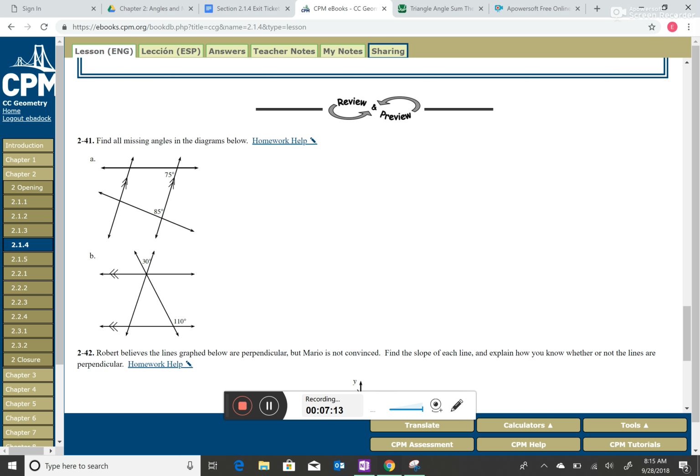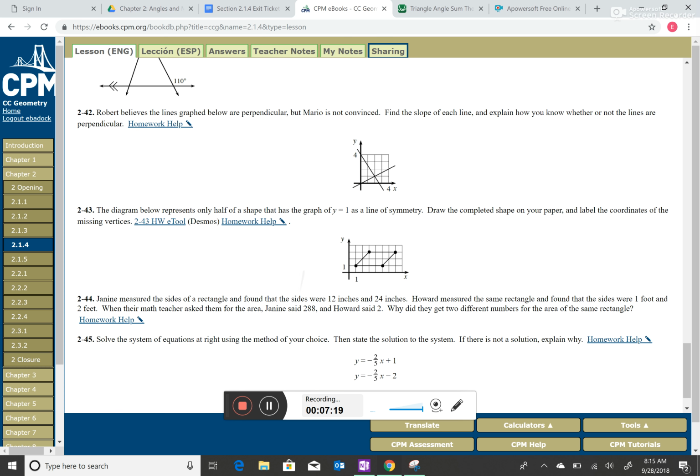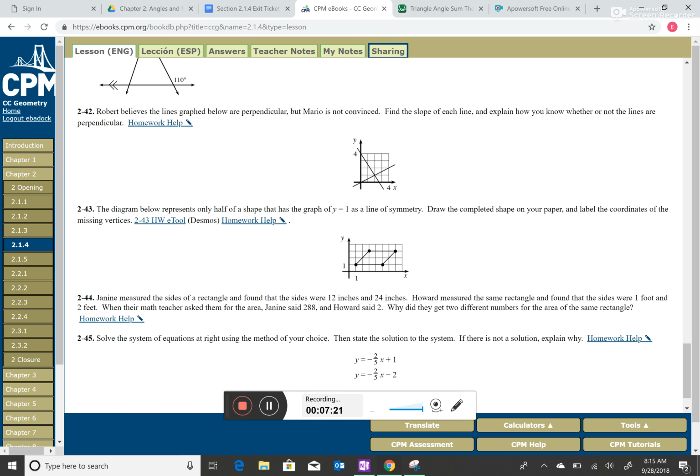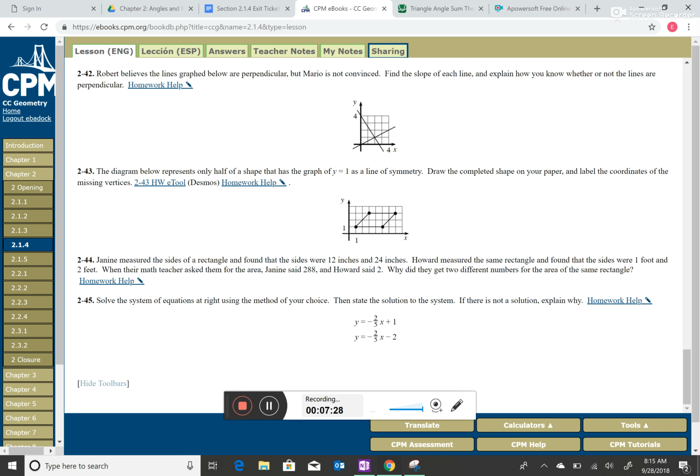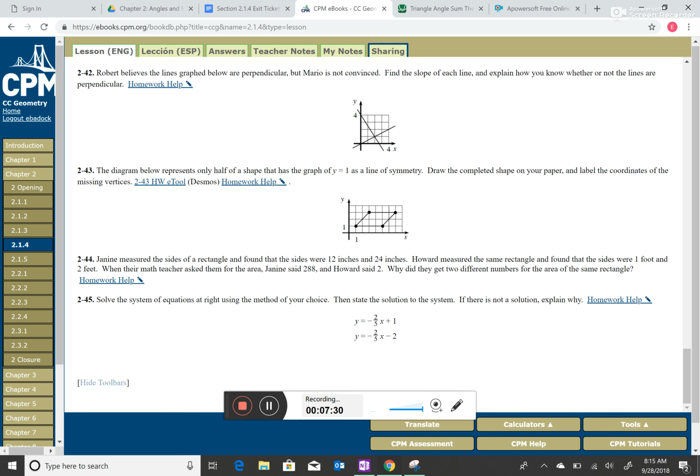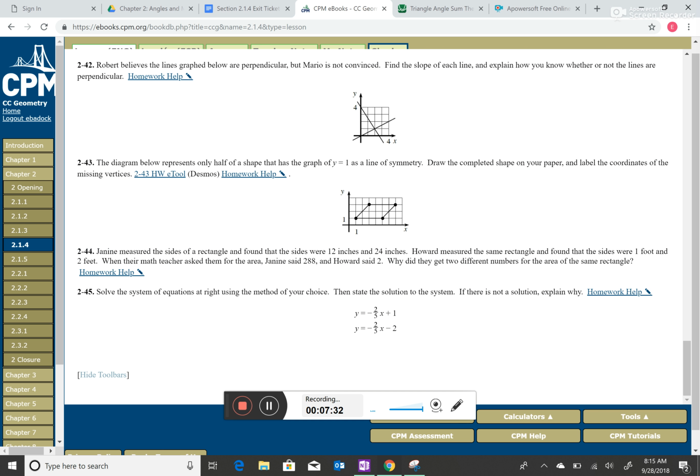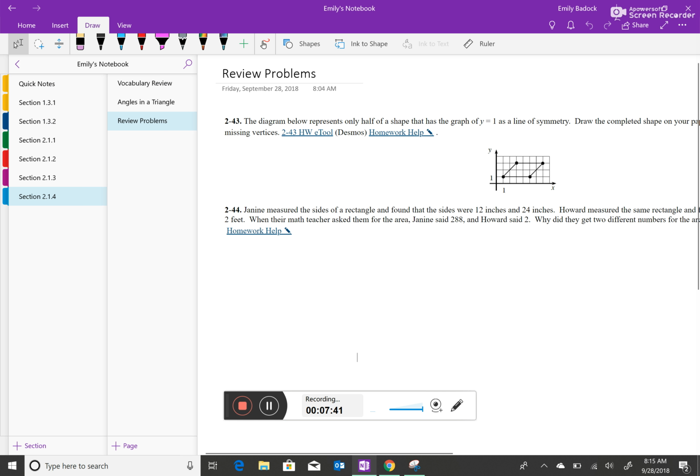You guys are going to have question 241 on your exit ticket, so you're going to be finding all of the different angle measures. You're going to have 242 on your exit ticket, so you're convincing somebody that the lines are perpendicular. We're going to go over 43 and 44 just because they're quick and easy review problems. And then you are going to have 45 on your exit ticket. Alrighty, so let's jump in to 43 and 44.